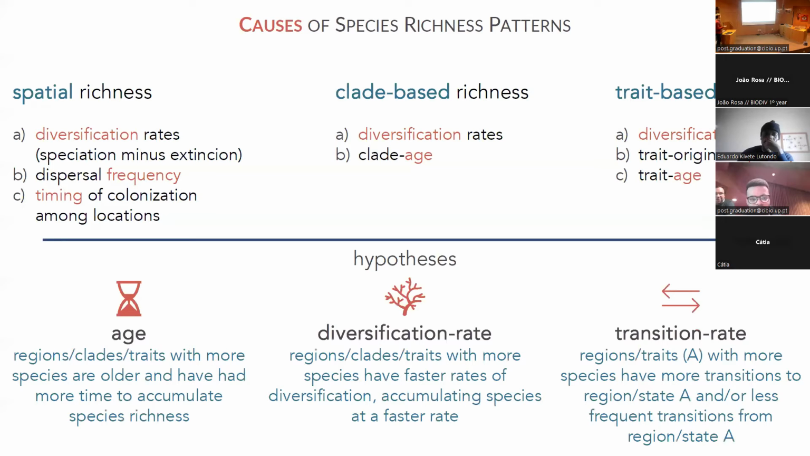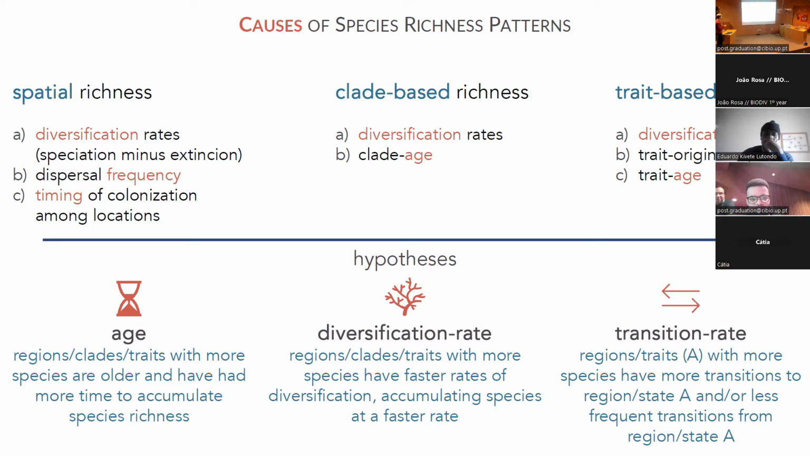And so three general hypotheses have been formulated. Two are common to all of these richness patterns, the age hypothesis and the diversification rate hypothesis. A third hypothesis involves the transition rate, which is common to spatial richness and trait-based richness patterns, either through dispersal from one region to another, or through character evolution, as we've seen from trait origin frequency. The age hypothesis predicts that regions, clades, or traits with more species are older and have had more time to accumulate species richness.